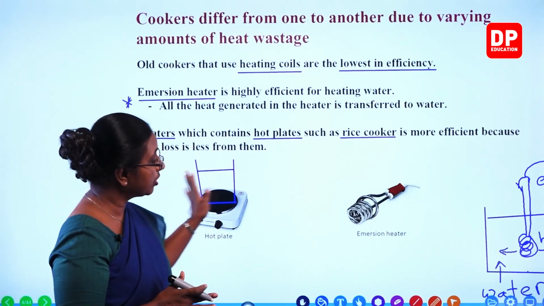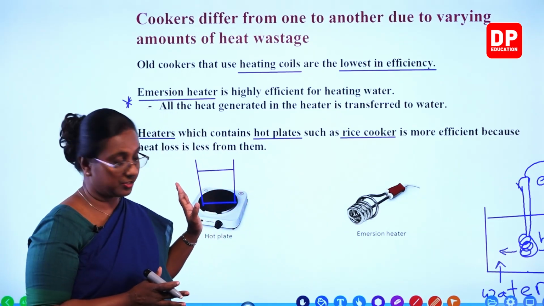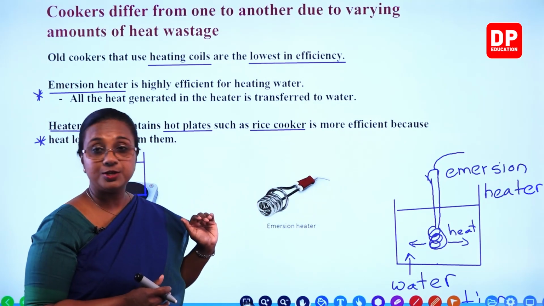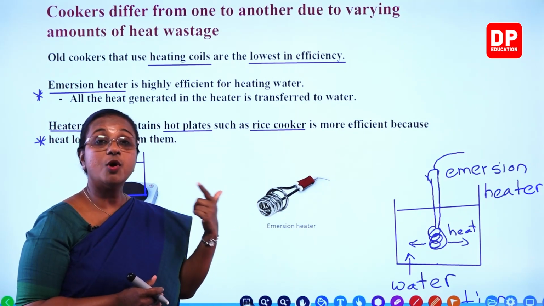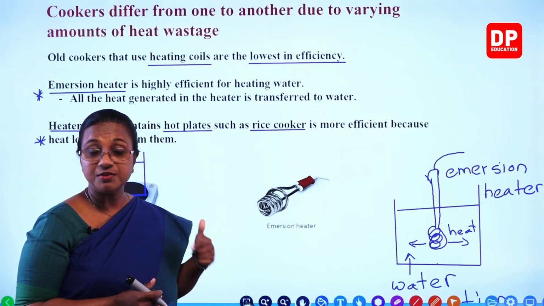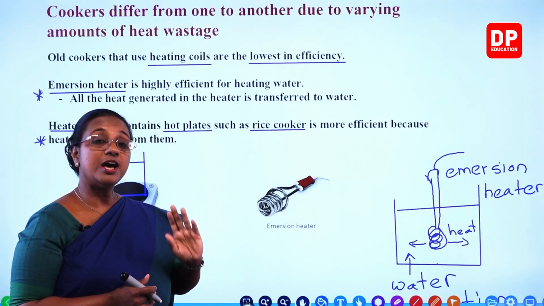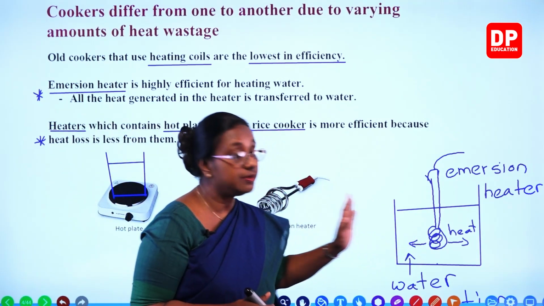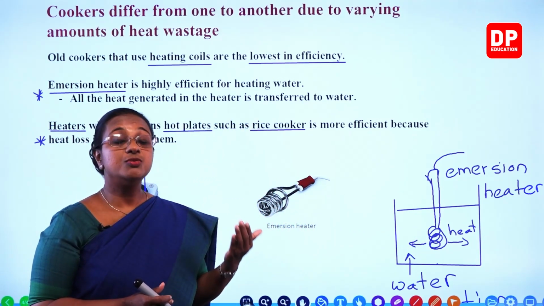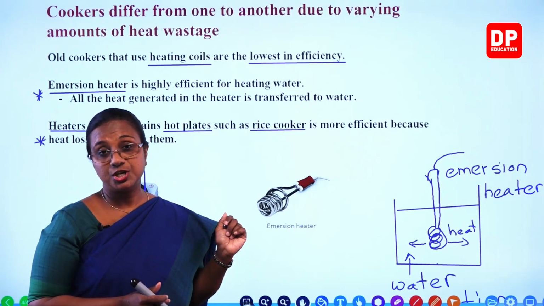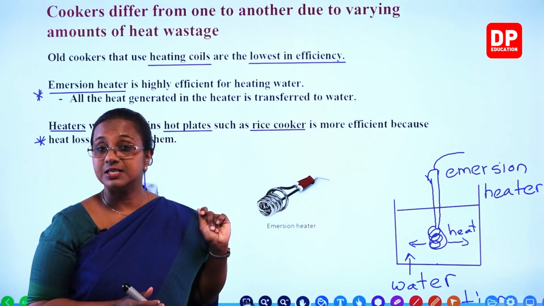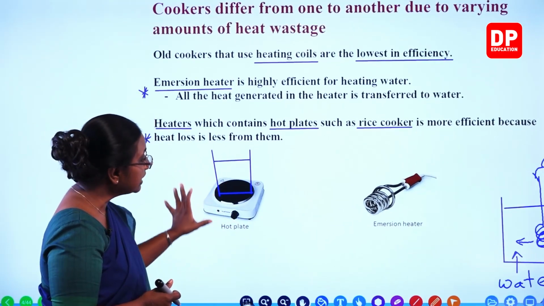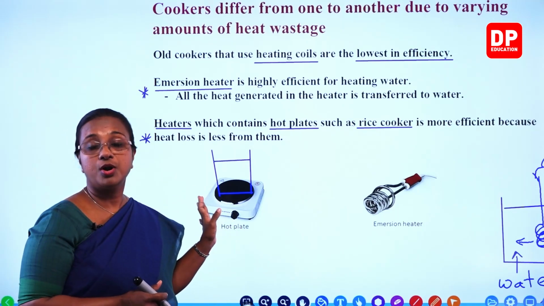So for heating water, an immersion heater is very efficient because you immerse the heater, all the heat is supplied to water, and water gets heated up by the process of convection. So therefore, there is no energy loss to the environment from the immersion heater. So it's usually quick and efficient to boil water using immersion heaters. Same goes for hot plates. The energy loss is less from hot plates.